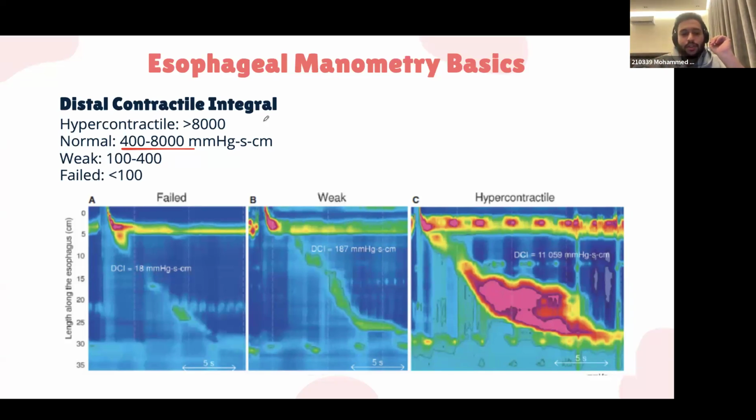Okay? So if it's ineffective, we can separate them into two. Weak, which is 100 to 400, and then below 100, which is failed. Okay? So in this case, the DCI is 18, it's a failed. And then if it's between 100 and 400, it's weak. Okay? And again, if it's above 8,000, sorry, then this is a hypercontractile esophagus.